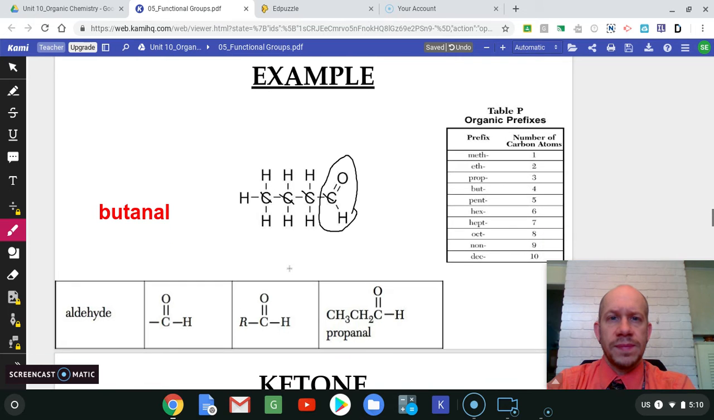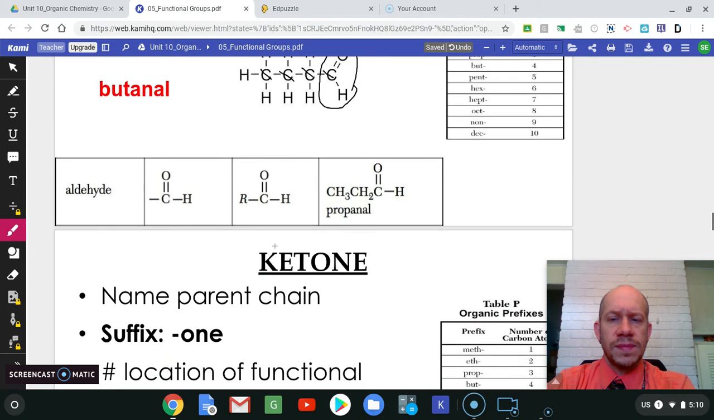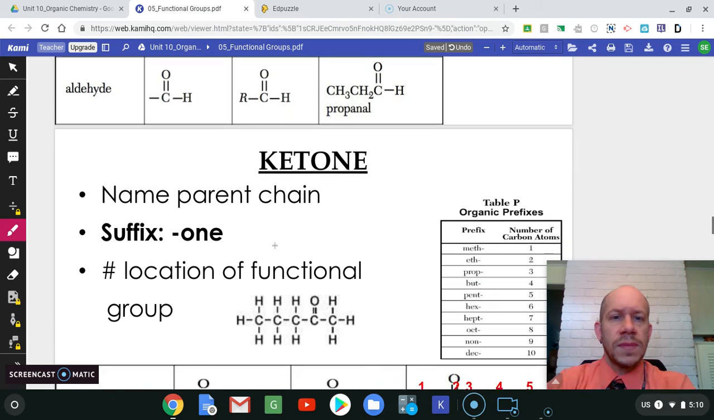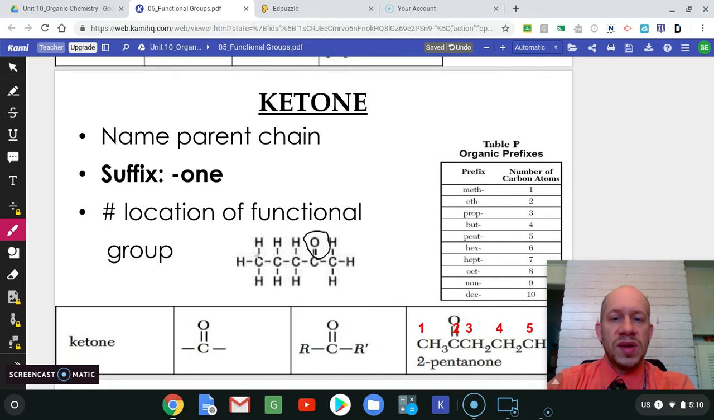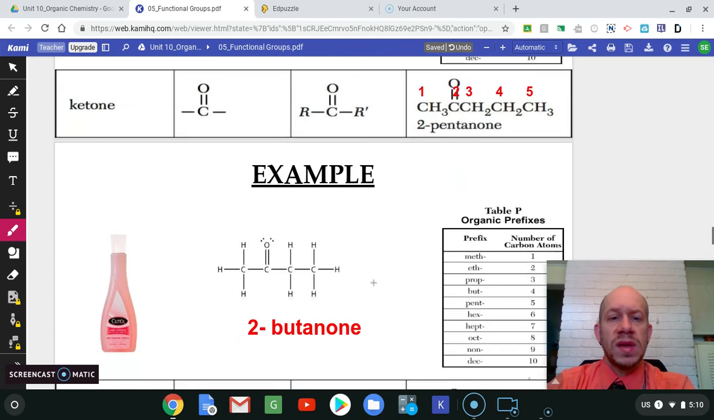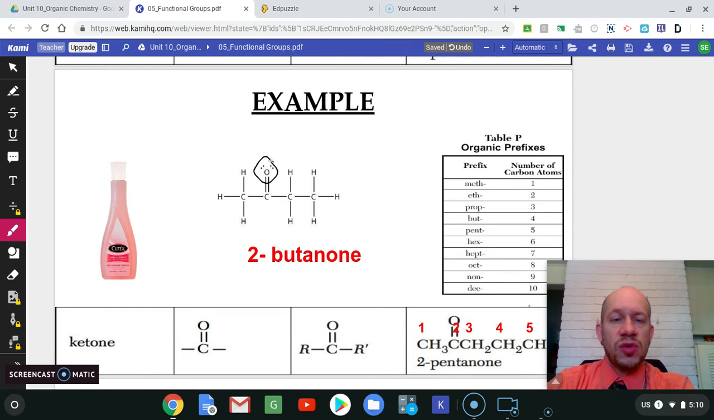The ketones have this functional group with the double bonded O in the middle of the chain. It's always in the middle. I name the parent chain, and I'm going to add "-one" to the end, and then I have to number the location of that functional group. So in this case, I have 1, 2, 3, 4, 5 carbons. That ketone functional group is on the second carbon, so it's 2-pentanone. My second example is here's my functional group. There are 1, 2, 3, 4 carbons, so that's the but. The functional group is on the second carbon, so it's 2-butanone.